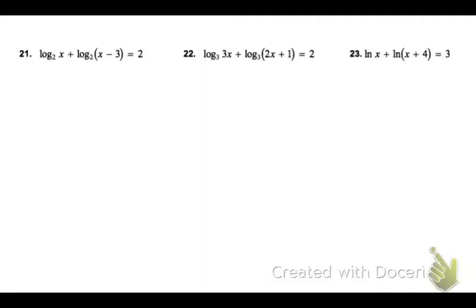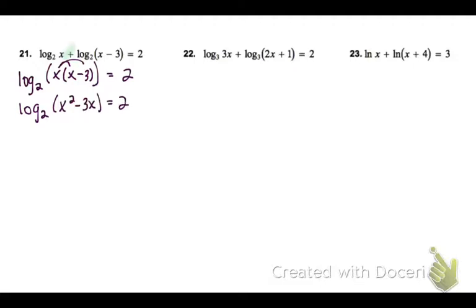Okay, with these log equations, we're going to have to condense first before we do anything else. So with this first one, on the left side of the equal sign, I have two logs being added together. So I'm going to take what's on the inside of the logs and I'm going to multiply them. So I have x times x minus 3. X times x minus 3, I just distribute my x, so I get log base 2 of x squared minus 3x. So now I'm going to rewrite this in exponential form.